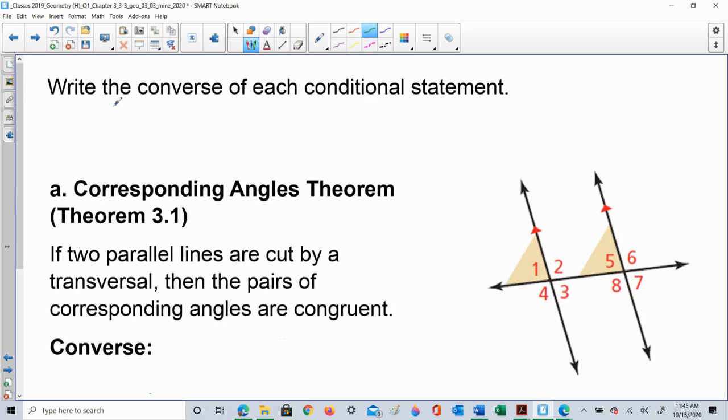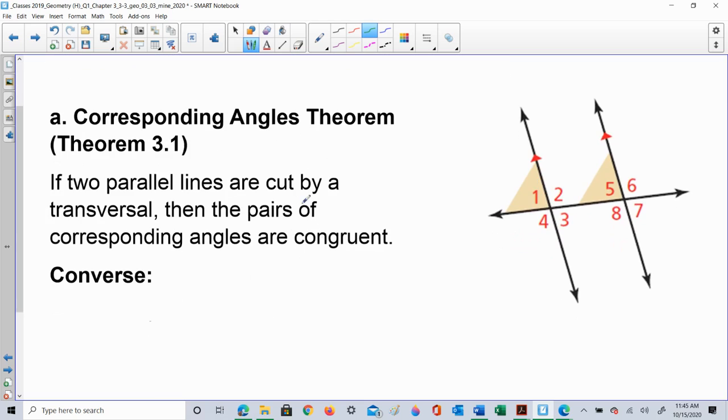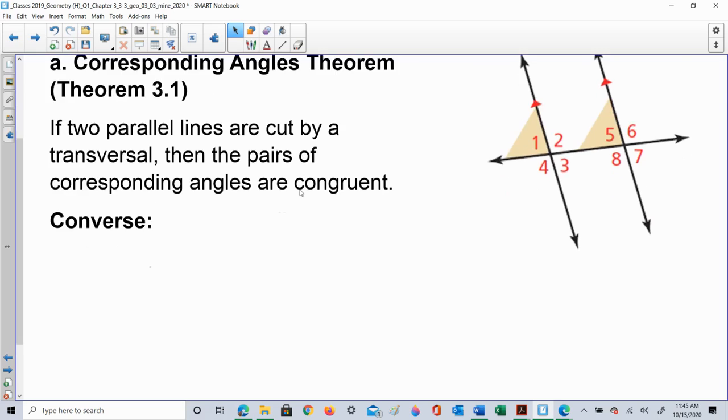So let's look at the converses of each of our conditional statements. We had the corresponding angles theorem. If two parallel lines are cut by a transversal, then the pairs of corresponding angles are congruent. That's what this diagram says. If these are parallel, then these two angles are congruent. Well, how would I write the converse of that? I have to take everything after then, put it first, and then the parallel lines part second.